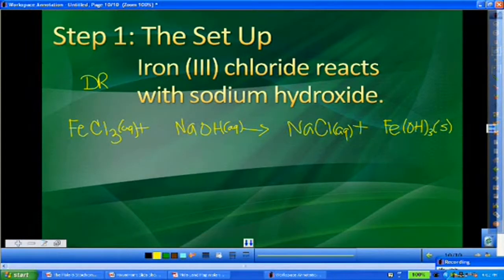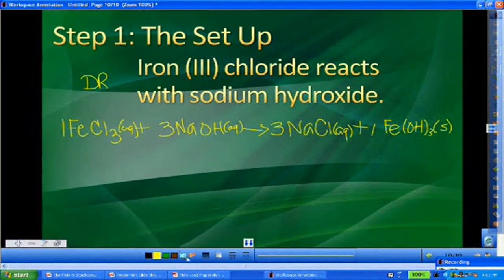Now let's take a look at this and get this balanced. We see we have 3 chlorines here. So let's go ahead and place a 3 in front as a coefficient for sodium chloride. And then we see we have 3 oxygens and 3 hydrogens, so we can place our next coefficient there. So now this equation should be balanced.